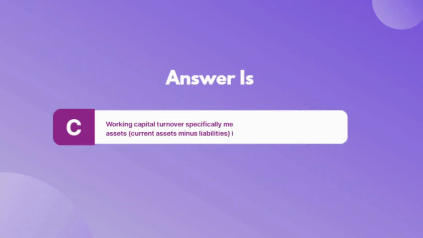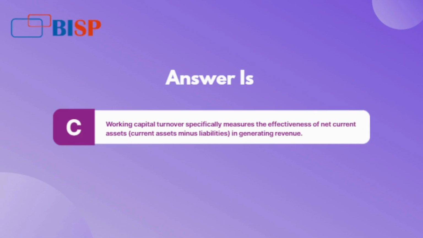Answer is C. Working capital turnover specifically measures the effectiveness of net current assets, current assets minus current liabilities, in generating revenue.